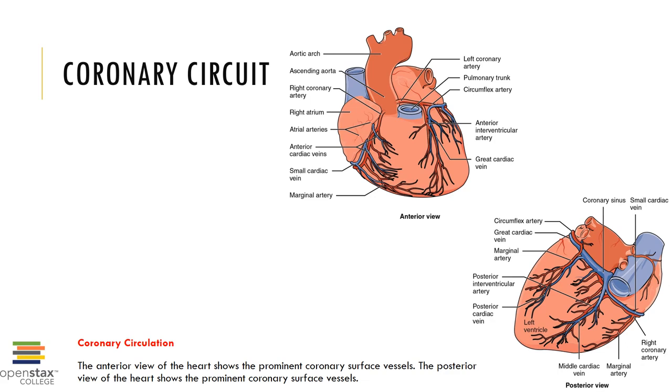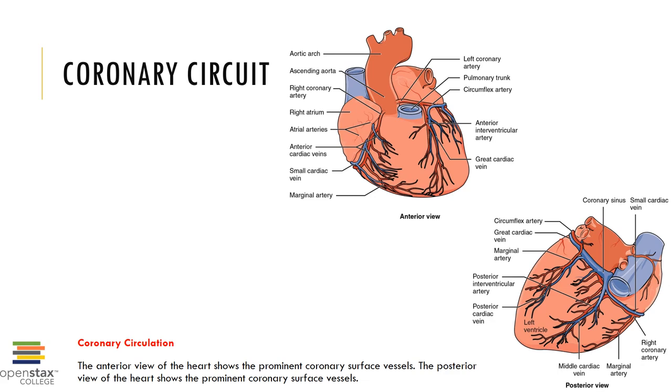It has two branches that are of importance: the marginal arteries and posterior interventricular artery. The left coronary artery supplies blood to the left ventricle, left atrium, and interventricular septum. It also has two branches of importance: the anterior interventricular artery and circumflex artery.